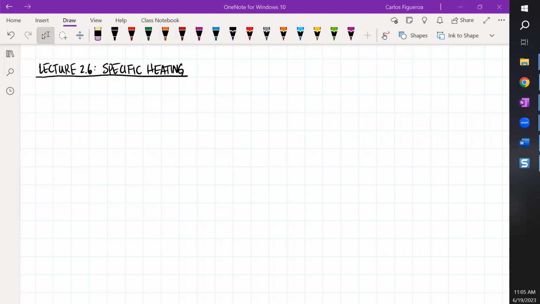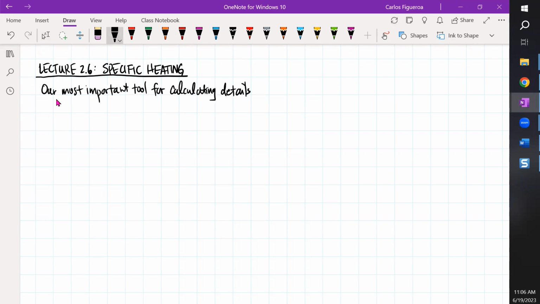Lecture 2.6, specific heating. Our most important tool for calculating details on thermal processes is the first law.